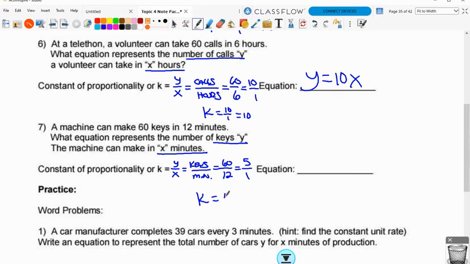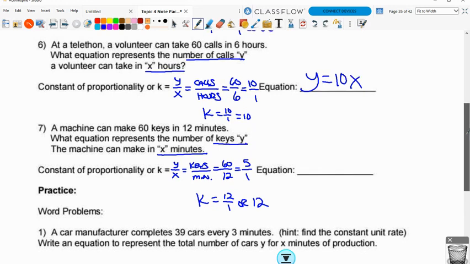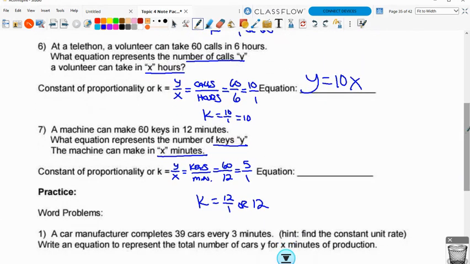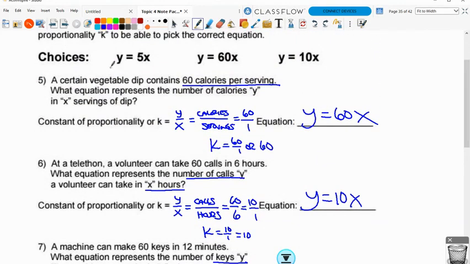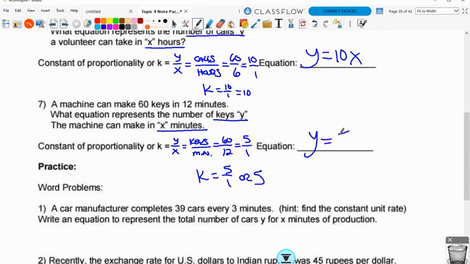So k in this case is, excuse me, not 12 over 1 or 12, I made a mistake there. K equals 5 over 1, or 5. So looking back at our equations, it must be the first equation here because the value of k is 5. Y equals 5x. So if they give you a word problem, figure out the value of k, the constant of proportionality, and that will help you come up with your equation.